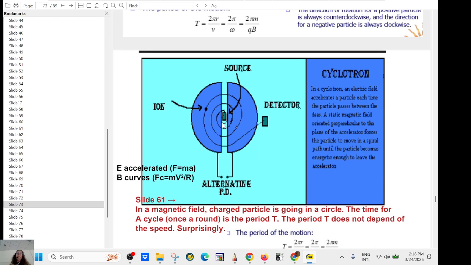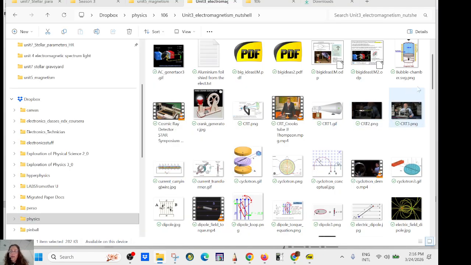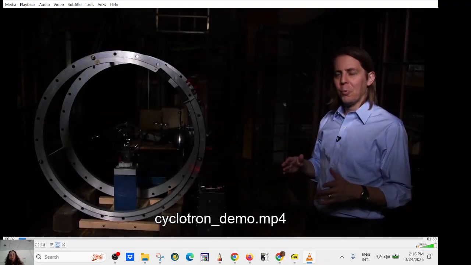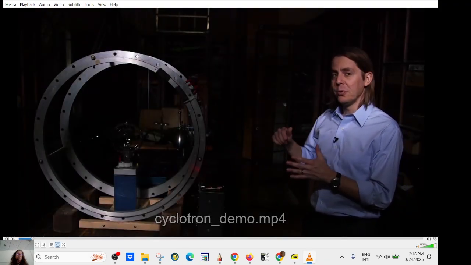So that takes us to what we call a cyclotron. So first of all, I forgot to show you a nice demo here. We're going to show you. So here you have two coils. Between the two coils, you're going to have a magnetic field.